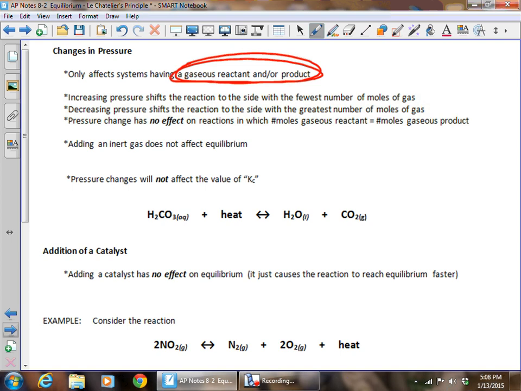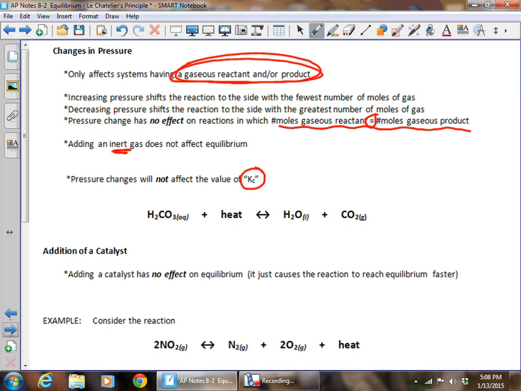Again, if you change the pressure on a system that has the same number of moles of gaseous reactant and gaseous product, it's not going to affect it. And an inert gas does not affect the equilibrium either. Some inert gas in the system, like helium or radon, is not going to affect equilibrium. And again, pressure changes are not going to affect the equilibrium constant; only temperature does that.